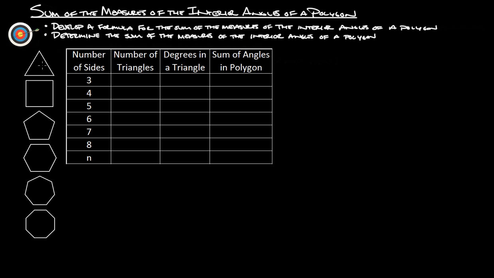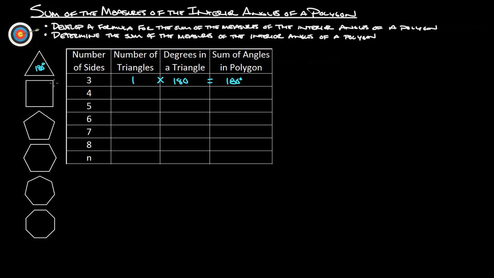Basically, we know for sure that a triangle has a sum of 180 degrees. So if it's got 3 sides, it's a triangle, and there is 1 triangle in there. The number of degrees in a triangle we know is 180. So we take the number of triangles, 1, multiply it by the 180, and that will give us the sum of angles in the polygon, which in this case is 180 degrees. Hopefully this will make more sense with the next one.